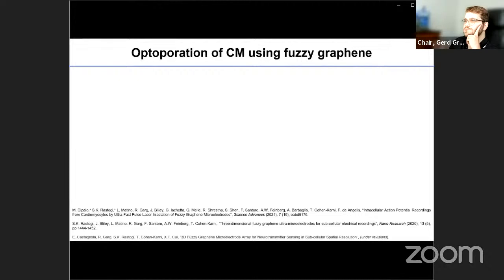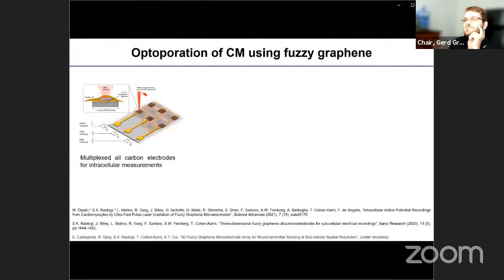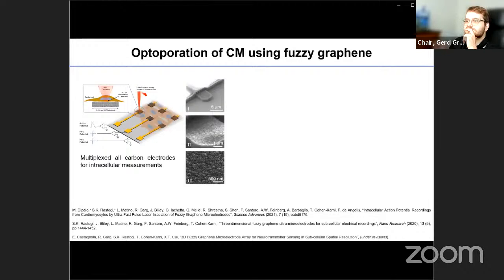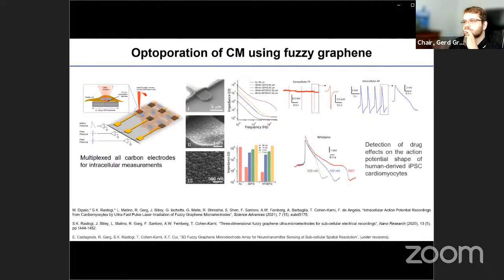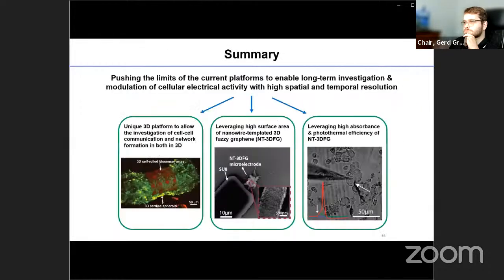Another unique aspect of out-of-plane grown graphene is the fact that we can generate these microelectrodes and now use them, with the known optical properties of this material, to optoporate cells. Using ultrafast pulses of laser, we were able to demonstrate a transition from extracellular field potentials to intracellular field potentials, and also perform multiple patches, up to 9 cells at the same time. It takes a few seconds to do it rather than many hours using a patch clamp system, and of course execute drug assays, as you can see.